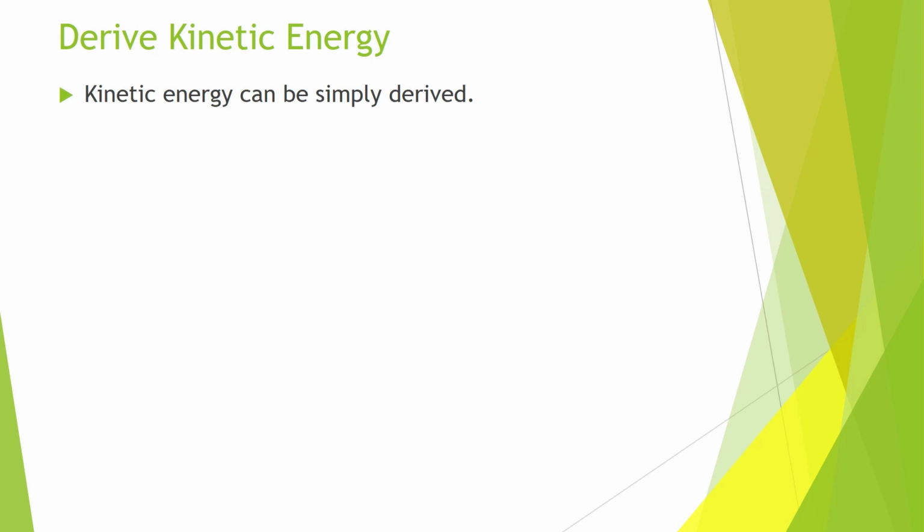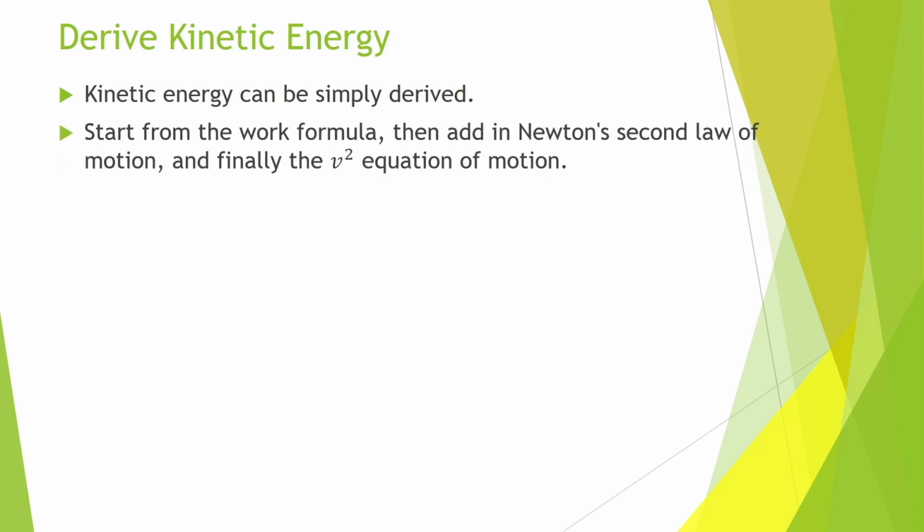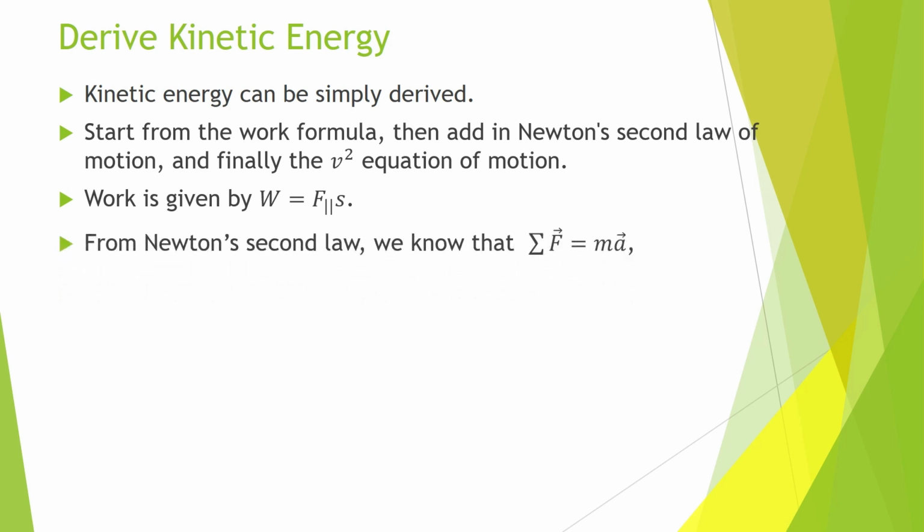Let's derive kinetic energy. It can be simply derived. We start with the work formula and then add Newton's second law of motion, and finally the v squared equation of motion. Work, we know, is given by W equals force in the same direction as displacement, so multiply them. From Newton's second law, we know that the net force equals mass times acceleration, F equals ma. So work must be ma times s, provided that the acceleration and the displacement are in the same direction.